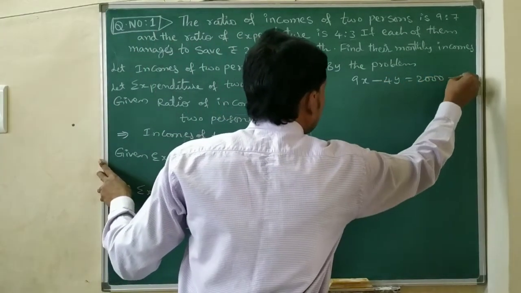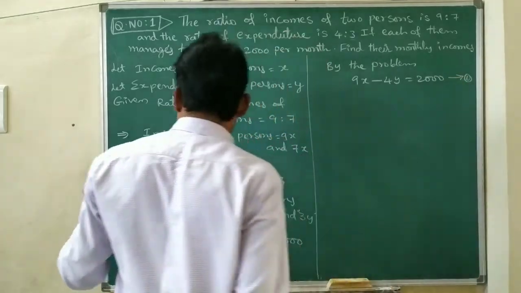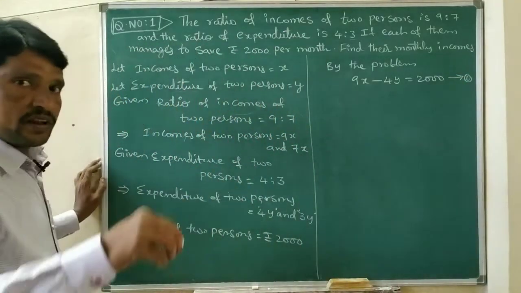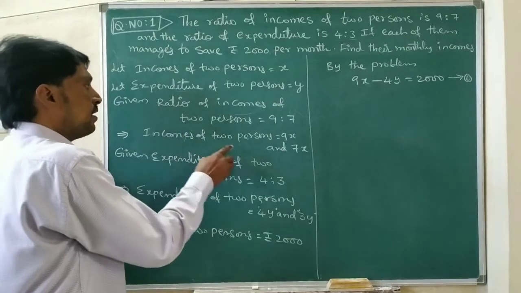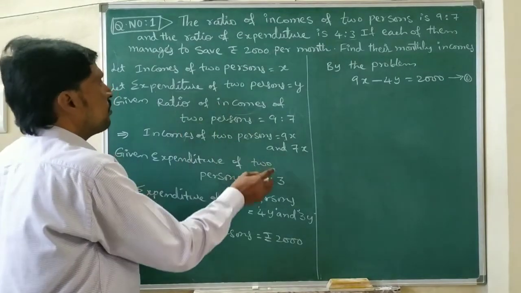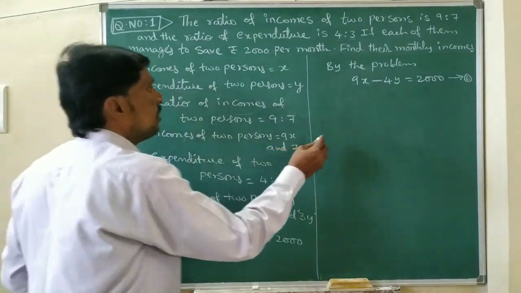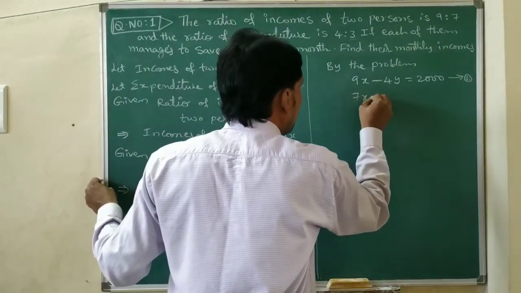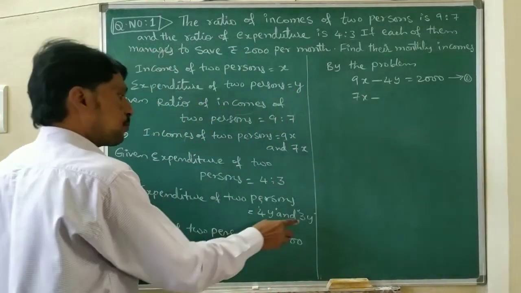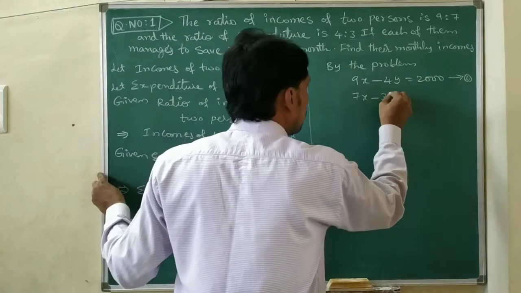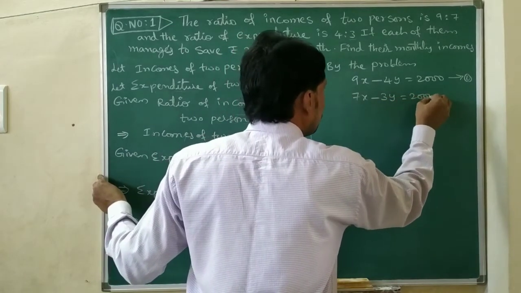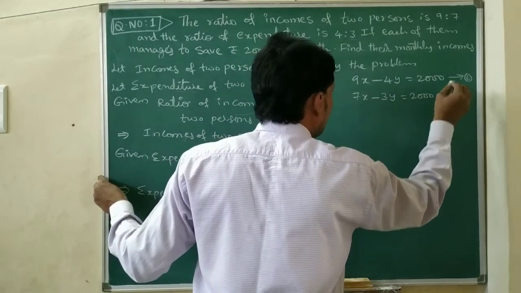This is equation number 1. Next, second person's I am taking. Second person's income, how much is it? 7x minus expenditure. Expenditure is 3y, equal to 2000. This is equation number 2.